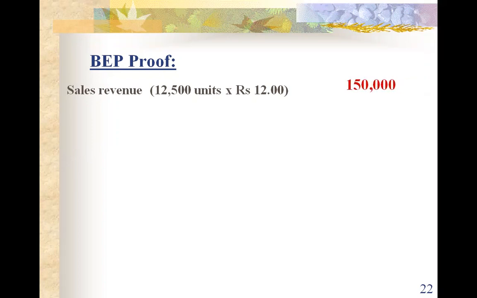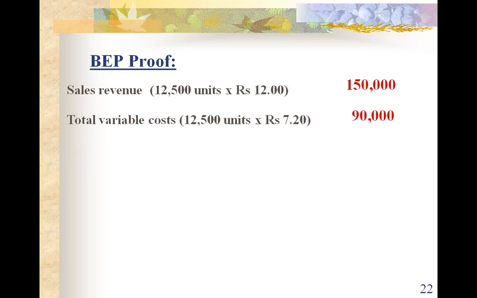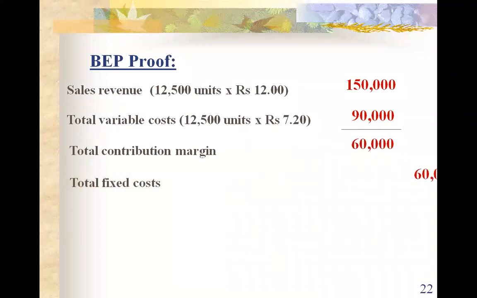Now we'll deduct the variable cost. So variable cost is 12,500 multiplied by 7.2. So the total variable cost will be 90,000. So that means our contribution margin is 60,000 and our total fixed cost is 60,000. So that means our net income is 0. So BEP is that point. 12,500 is the BEP point. Clear now? Yes, sir.